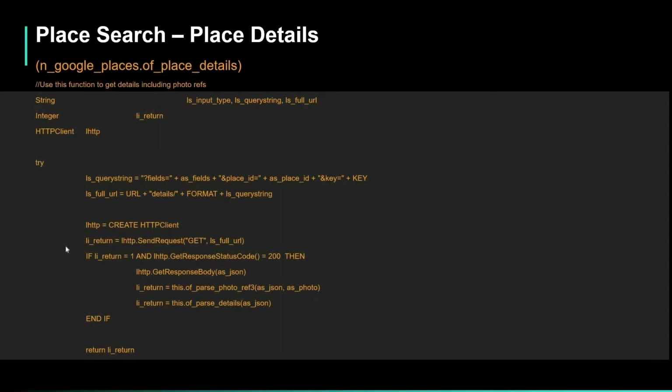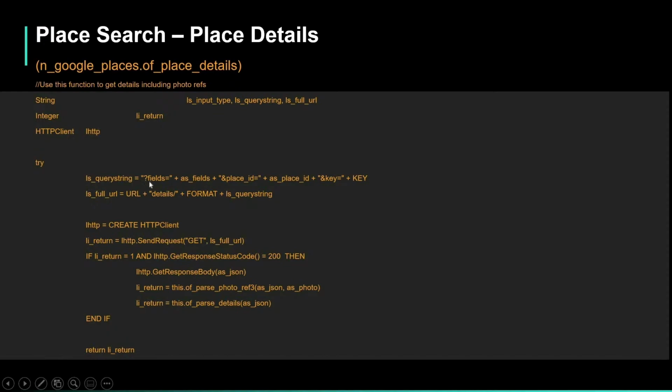So now we're inside the service and Google Places, OF place details. So I actually created 2 functions, one to get the details without the photo references, and then this one is including the photo references. So we have some string variables, our HTTP client object. Again, in all my non-visual object functions, I'm going to do a try catch.